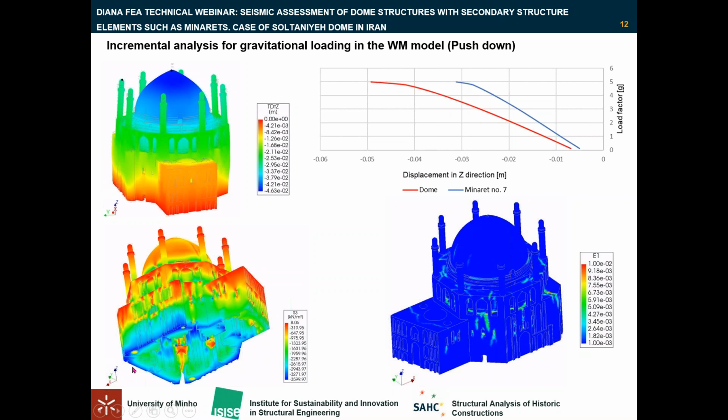The distribution of maximum compressive stresses at the end of the capacity curve in this picture presents high compression values concentrated at the base of the structure, particularly along the edges of the dome hull. Also, we can see high compressions over the top part of the main arches inside the structure, which you can see in these parts.